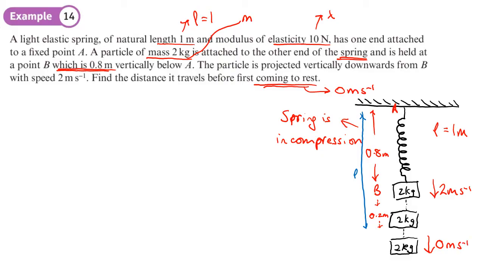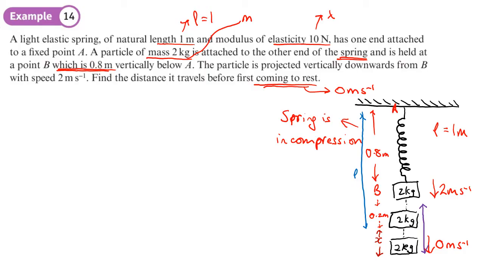There, and this extra distance, as we've called it before, this extension is going to be x, and we want to find the distance it travels before coming to rest. So not the distance from A, just the distance that it travels. So this is going to be that 0.2, the distance that it travels, 0.2 plus x. So it's going to be this bit here.